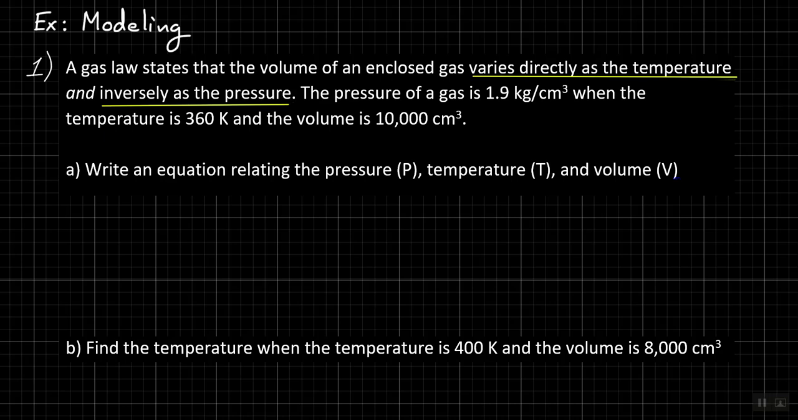Looking at this piece together here, I'm asked to write an equation relating these. A gas law states that the volume varies directly as temperature and pressure. So what's my dependent variable there? Volume. It's what's being varied with the others. What symbol do we use for volume?